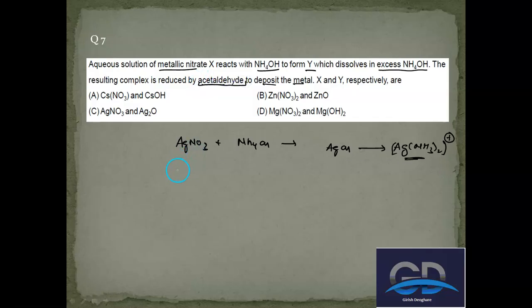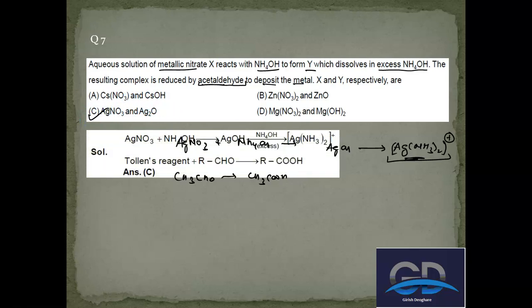So the final answer over here would be CH3CHO will be oxidized to CH3COOH, and that is done by a mild oxidizing agent like Tollens reagent. So you can see over here that for this question particularly, answer is C. For question number 7, answer is C.